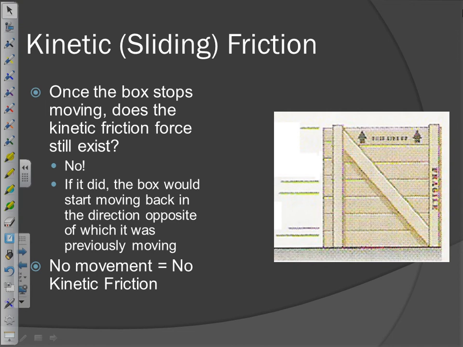All right, tomorrow we get into impulse momentum, Newton's third law, and conservation of momentum.